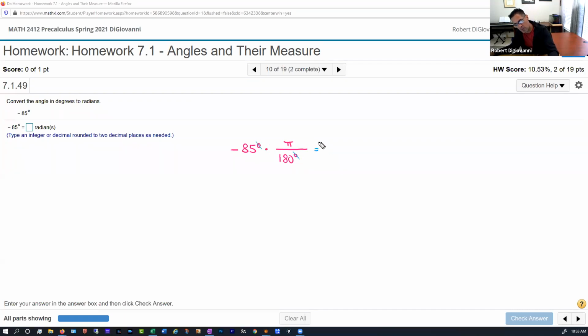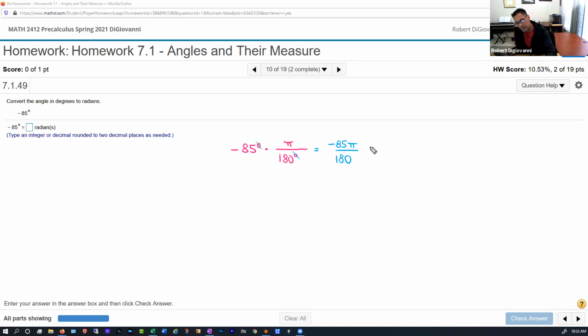And what we'll be left with is negative 85 pi over 180. And so we have to do this on our calculators. You have to do negative. Now, some of y'all have a pi key on your calculator. Feel free to use that. If you don't have pi, just use 3.1415, just approximate it. Mine has a pi key, so that's what I'm gonna do.